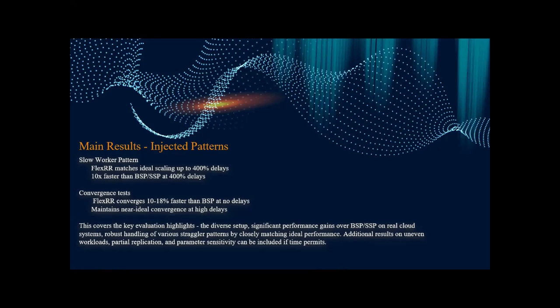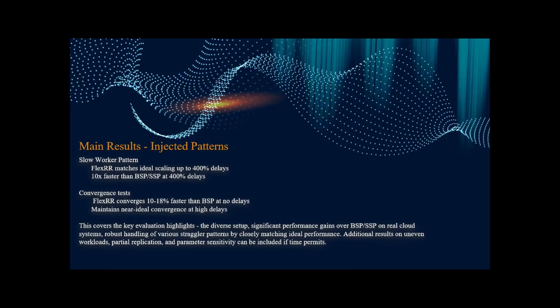This is likely because FlexRR can identify slow workers and reassign their tasks to other workers that are available at that time. We have 10x faster than BSP and SSP at 400% delays. So this means that FlexRR was able to train the machine learning model 10 times faster than BSP and SSP when there was a simulated delay of 400% on the tasks assigned to some of the workers.